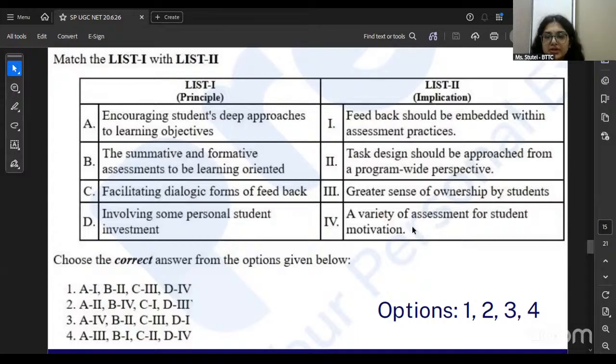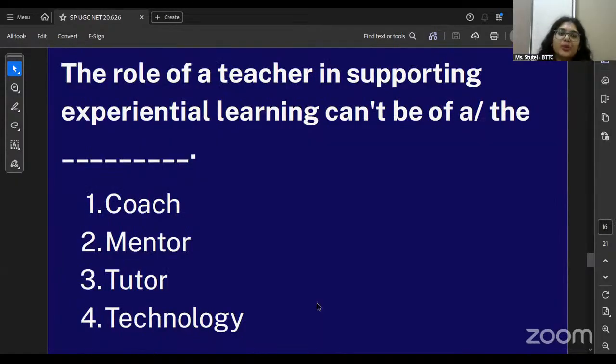Now this question is a very easy one. So here they're asking you the role of a teacher in supporting experiential learning cannot be of the. So when I look at role, a coach is a role, a mentor is a role, a tutor is a role, but technology is not a role. So even when you look at the words, technology doesn't really fit in the sentence, even if you look at the words and the word forms.